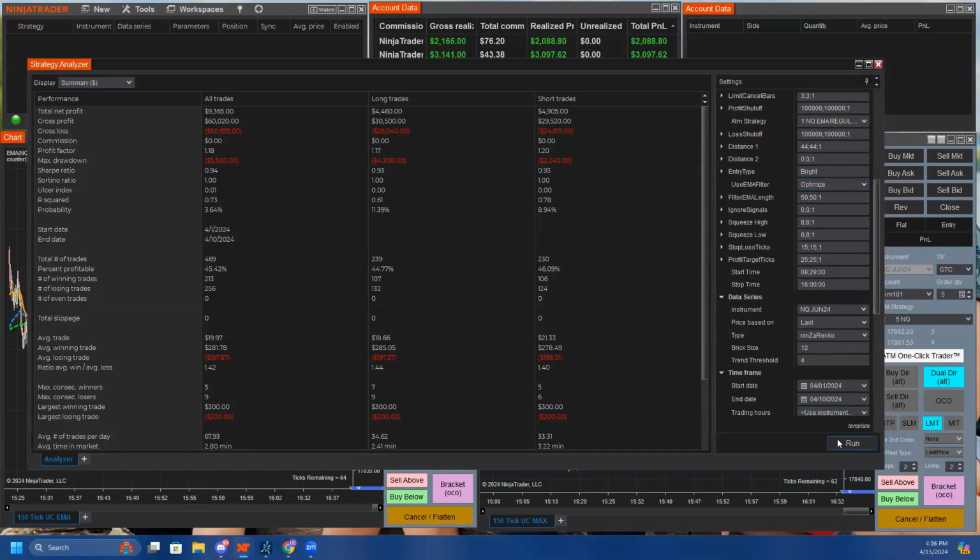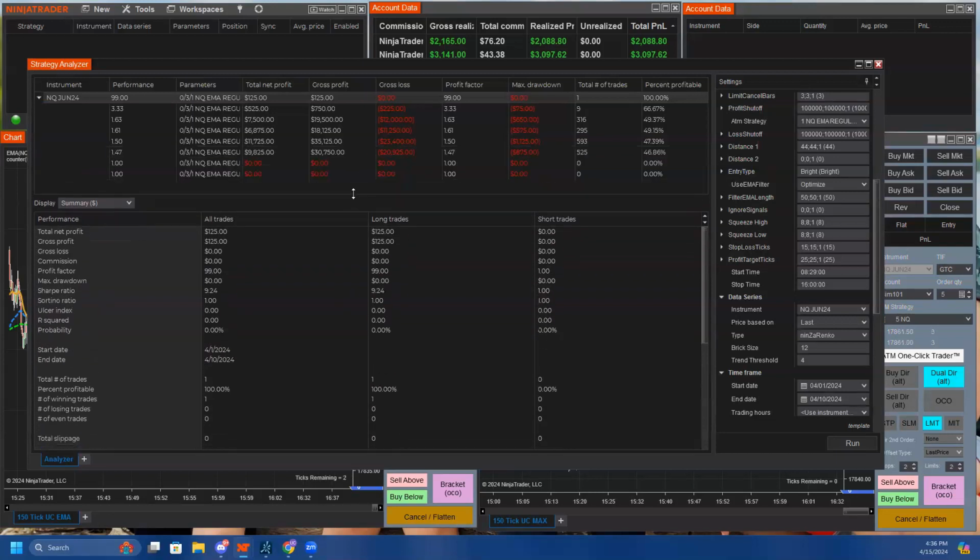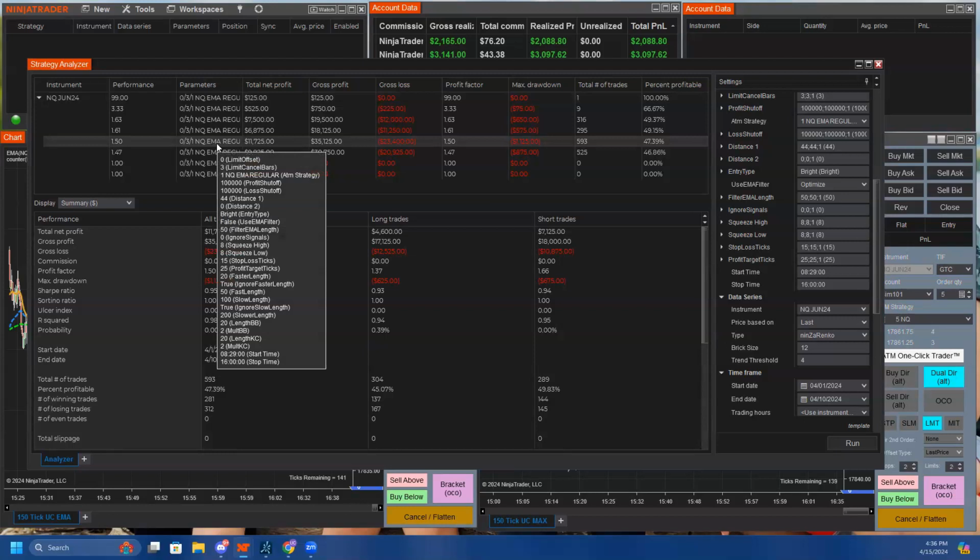But let's just say you run it. There you go, something like that, it will give you some sort of output. So look at this one. This one gave you 11,725 with a drawdown of only $1,100. So this combination of parameters did that. It looks like it kept the distance at 44. It did not use any EMA filter.